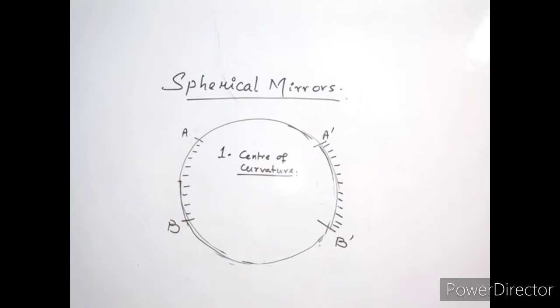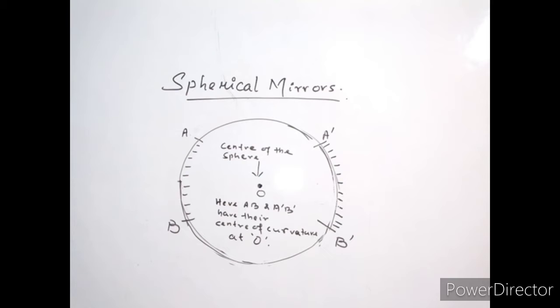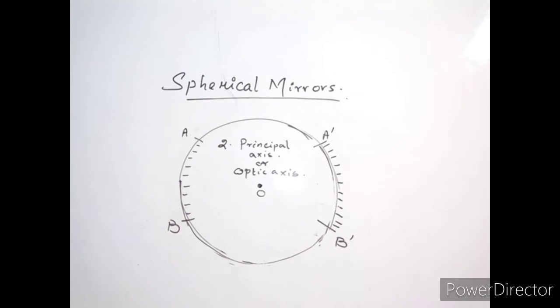Some terms that we can usually associate with them are as follows. The first one is center of curvature. Now, the center of the sphere of which the mirror has been considered, here the center is at O, and AB and A prime B prime have their center of curvature at the point O. So the center of the sphere of which the mirror forms a part is known as the center of curvature.